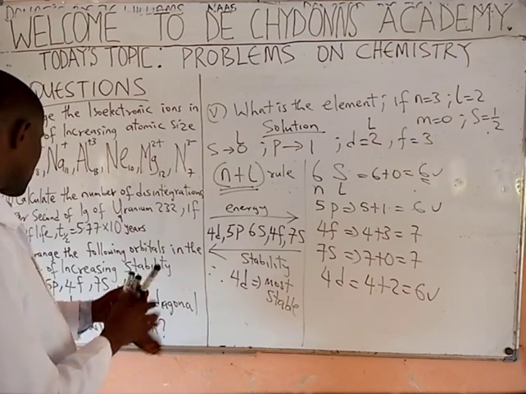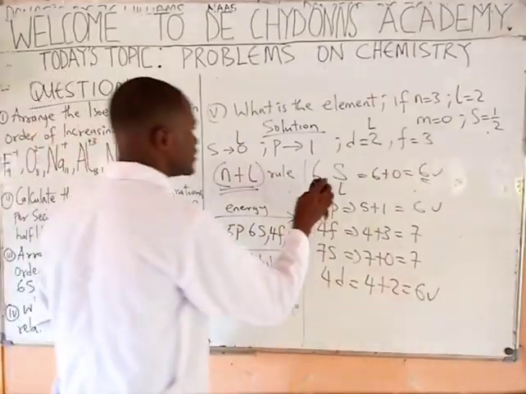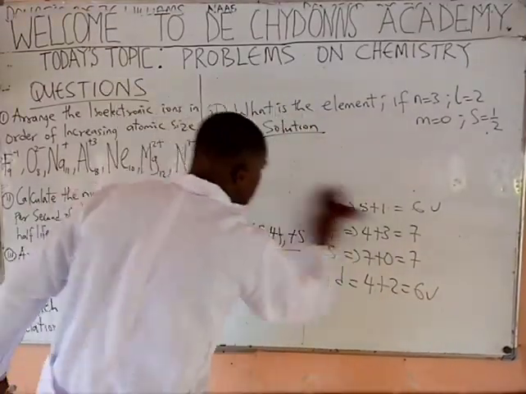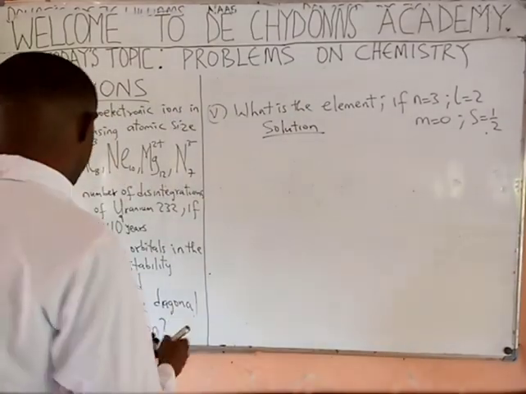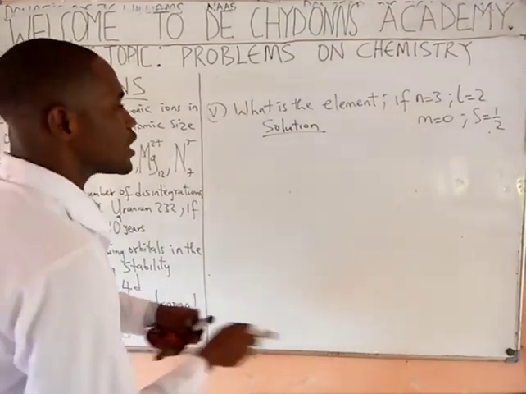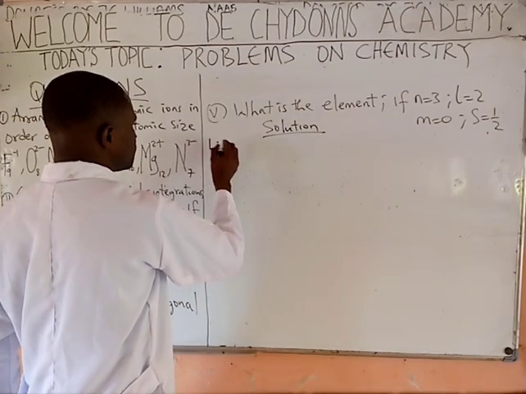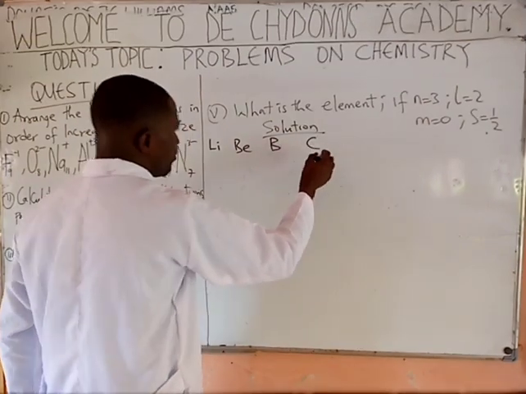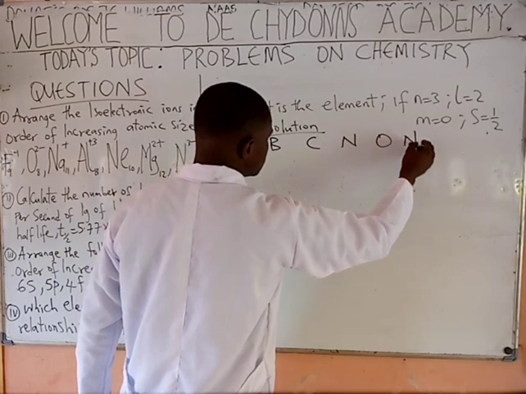The next question says, which element has a diagonal relationship with boron? Let's see. The element that has the diagonal relationship with boron. Okay. For you to solve this question, the elements that fall in the second period are lithium, beryllium, boron, carbon, nitrogen, oxygen, neon.